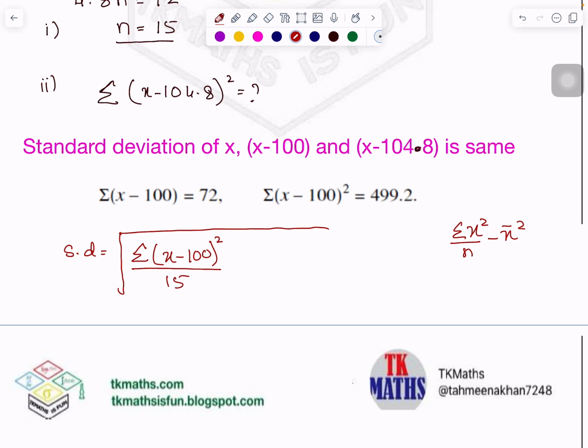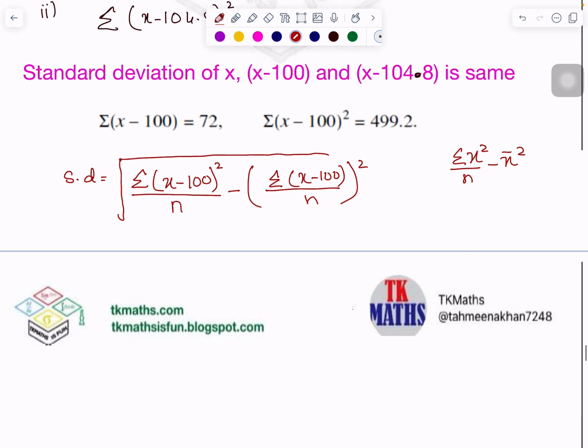Let me write the formula here first of all to avoid any confusion. Minus mean of it, sigma (x minus 100) divided by n, squared. So this will give you the mean of it. So now I'm substituting the values here.